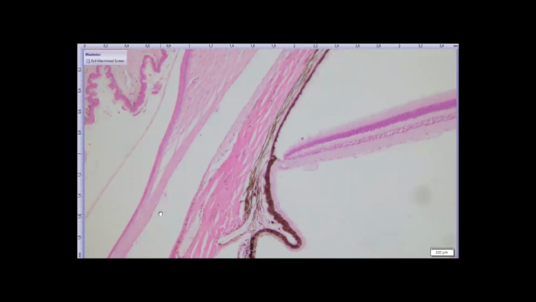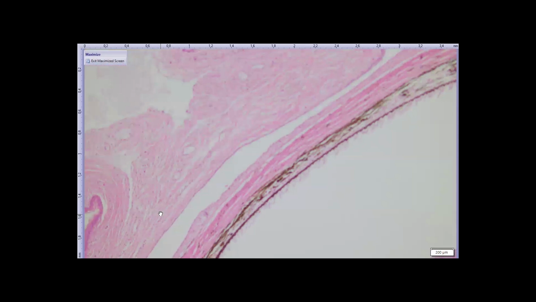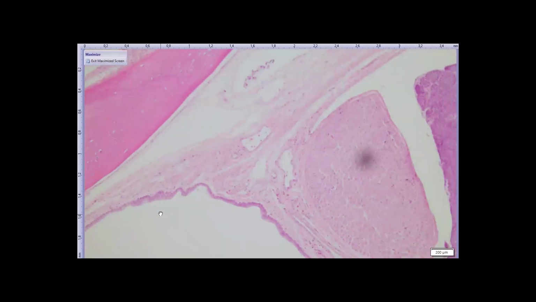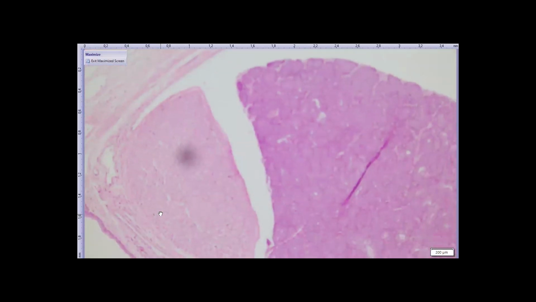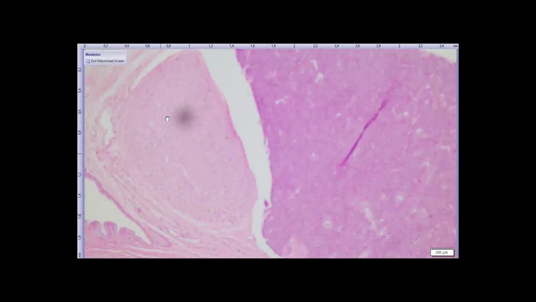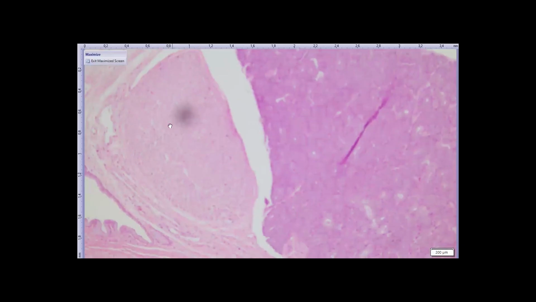It's lacrimal fluid, and if we follow this back, you can see that this fornix goes way back in the eye, and this would be the equivalent of the fornix of the conjunctiva. And then if we go a little bit further, here's the lacrimal gland. We haven't sampled the ducts of the lacrimal gland. What's this thing? That's a muscle. So let's go back to the cornea.